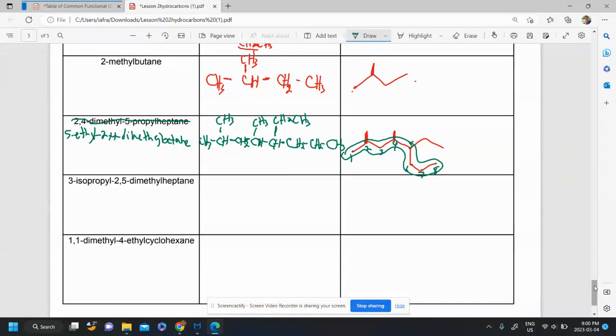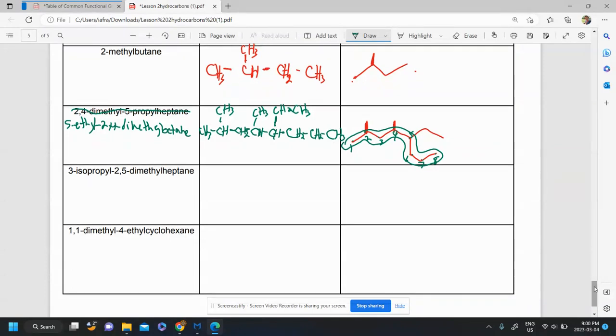So now let's go take a look at the next example here with an isopropyl molecule in it. An isopropyl substituent, which is interesting. We haven't done one of those yet. We'll go take a look at what that is. So let's start with drawing our parent chain.